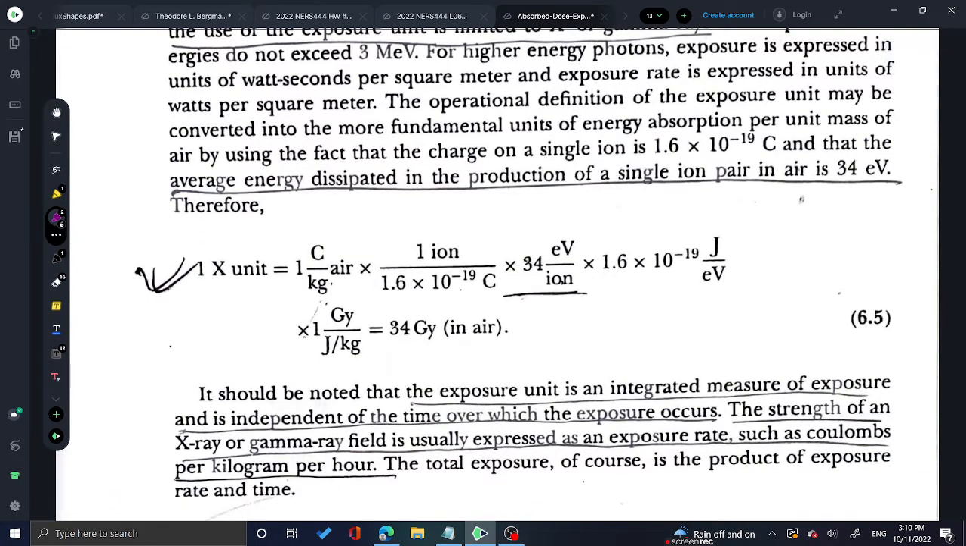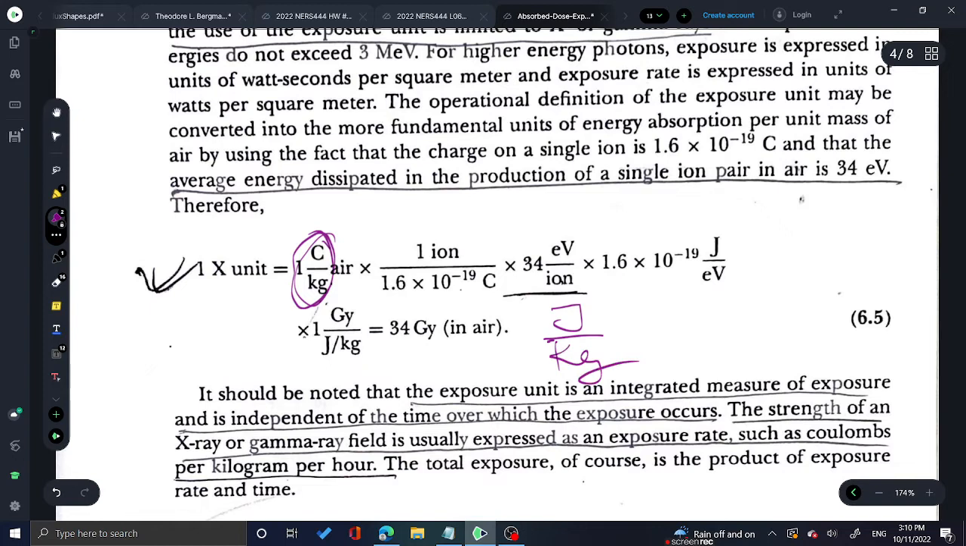Then here we have related our exposure unit to the absorbed dose unit. So to derive this relation, we just said that 1 x unit is 1 coulomb per kilogram of air, right? This was the unit. Now in order to convert it to gray, we need to convert it to what? Gray was joule per kg, so we need to convert to joule per kg. So basically we need to know a factor, that is this 33 eV per ion.